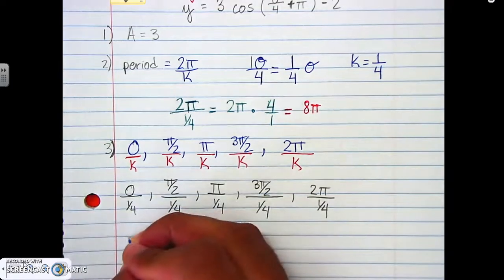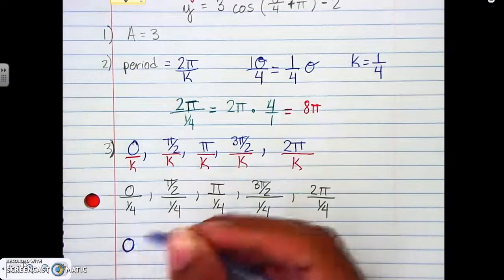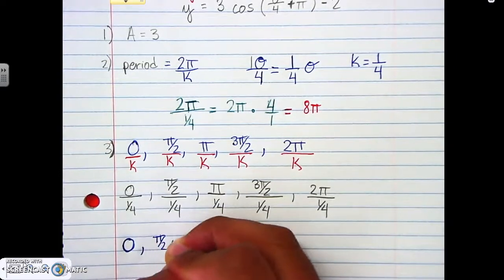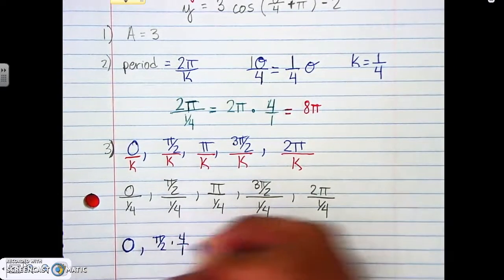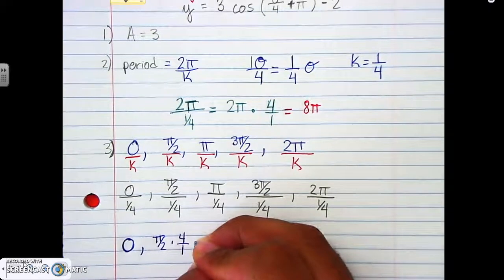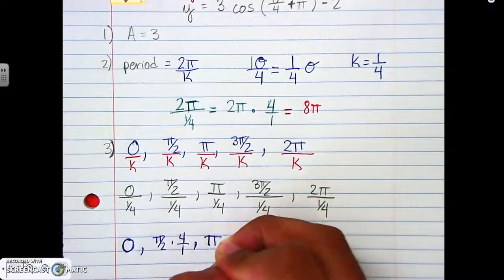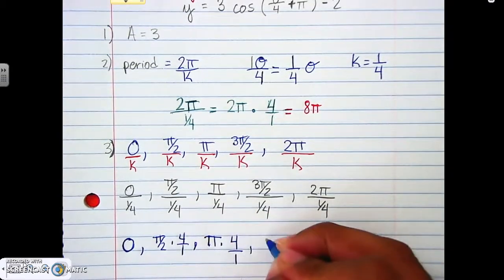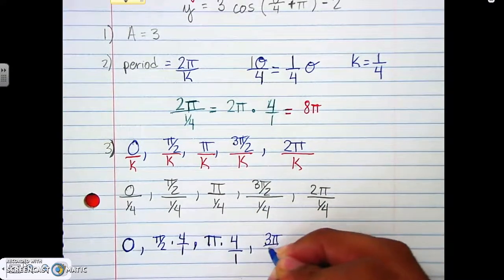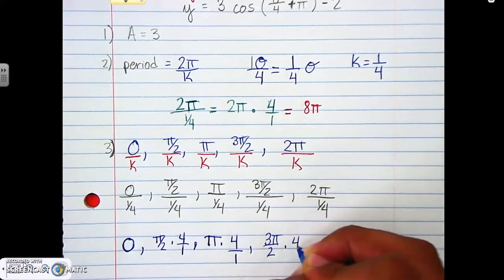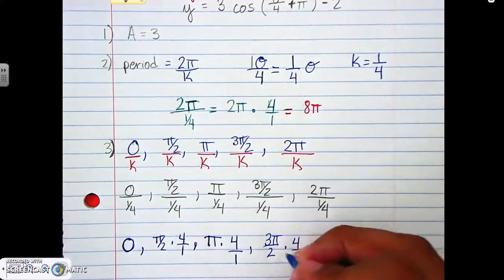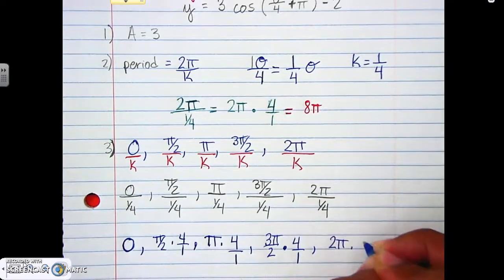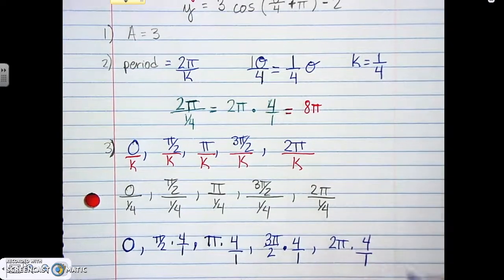We know, first off, 0 divided by anything is 0. Here it's going to be pi over 2 times 4 over 1. Keep, change, flip. For the next one, it's pi times 4 over 1. Keep, change, flip. 3 pi over 2 times 4 over 1. Keep, change, flip again. And the last one, 2 pi times 4 over 1. Keep, change, flip.